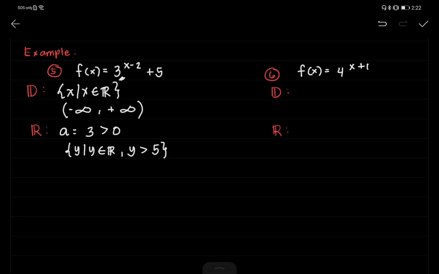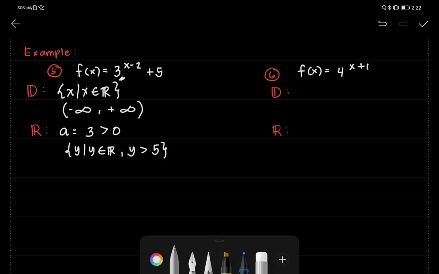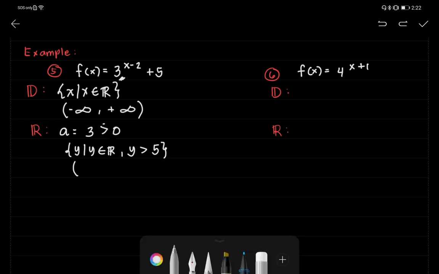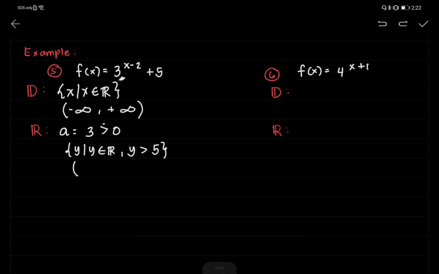So here, yung set notation natin. We can also express in interval notation. So this is interval notation. Since ito is greater than, anong gagawin natin? Sulat muna natin yung ating horizontal asymptote, which is yung 5. So 5. Pero si 5 exactly is hindi kasama, up to positive infinity.